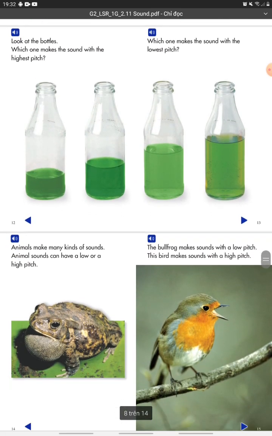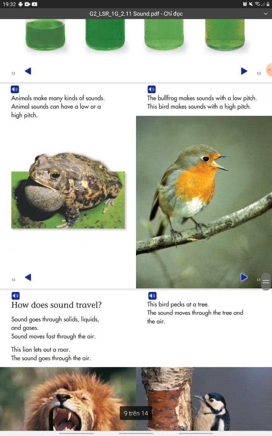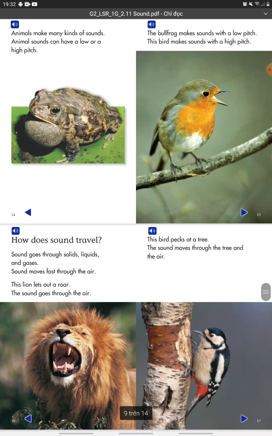Alright. Look at the bottles. Which one makes the sound with the highest pitch? Obviously the right bottle. Which one makes the sound with the lowest pitch? It's the one which contains lots of air. You know that animals make many kinds of sounds. Animal sounds can have a low or a high pitch. The bullfrog makes a sound with a low pitch. This bird makes sounds with a high pitch.